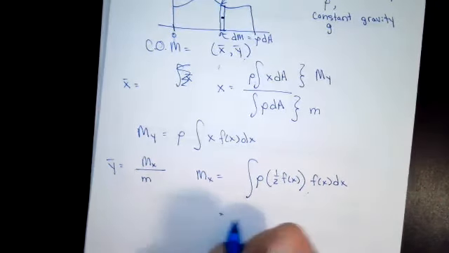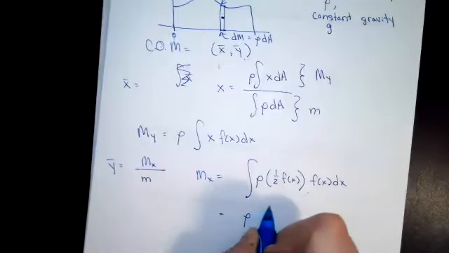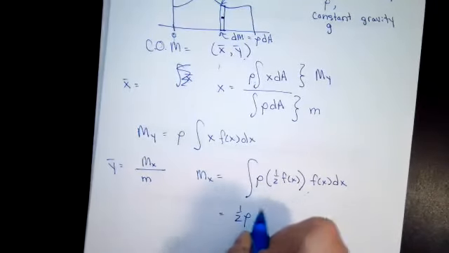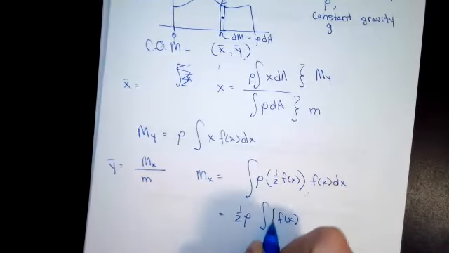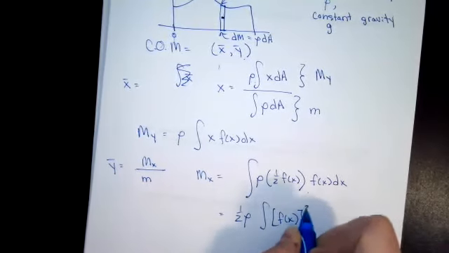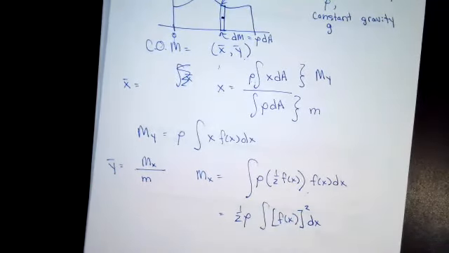So for the moment about the x-axis, we can pull the rho out, we can actually pull the 1/2 out, and then it's going to be f of x squared dx.